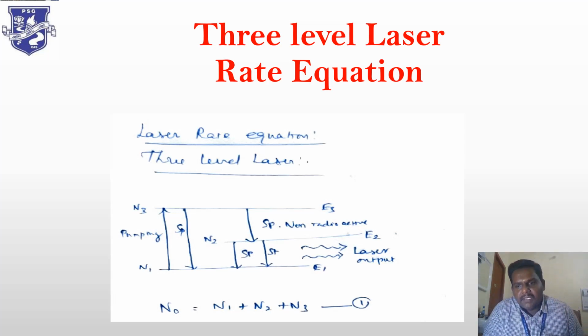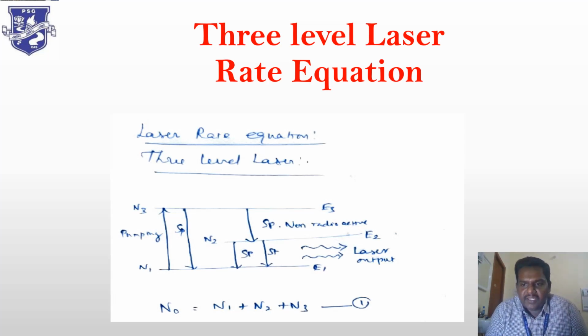We can start from the laser rate equation for a 3-level laser system. Here I have shown again a 3-level laser system energy level diagram. We can call the three energy states E1, E2 and E3. The number of atoms populated in these three states are represented by N1, N2 and N3.